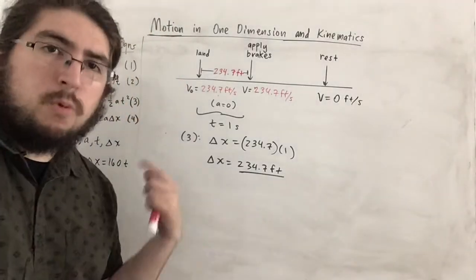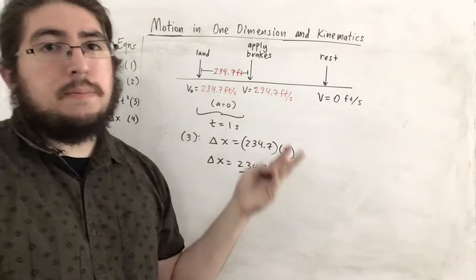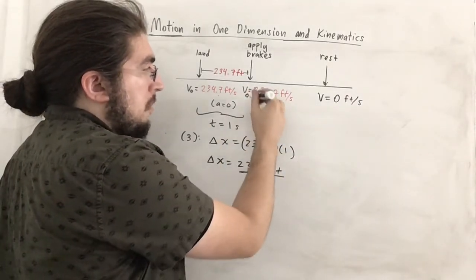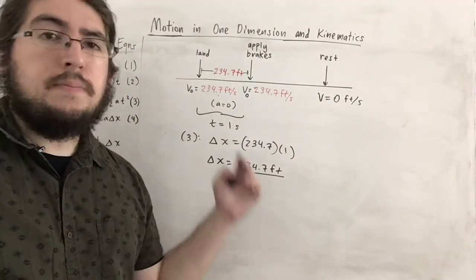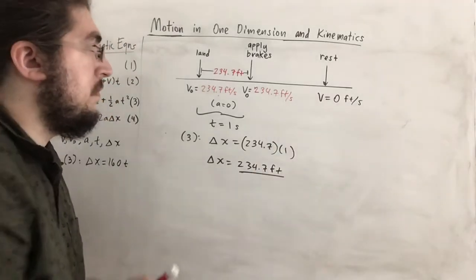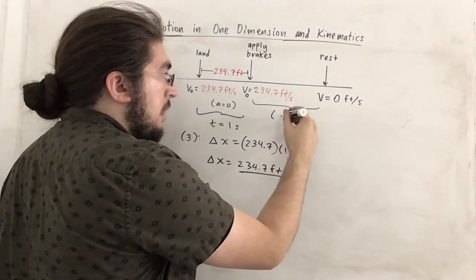Now I'm going to relabel things because I'm now done with the first part of this problem. So I'm going to relabel accordingly. The final velocity in the first part is now the initial velocity for the second part of the problem, because we're starting now at this velocity and ending up at this velocity. So that should make a lot of sense. Now we know that our acceleration is a deceleration.